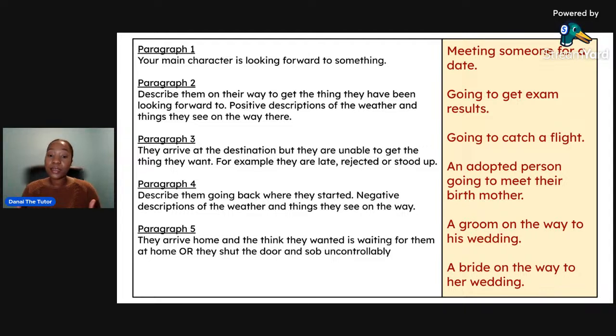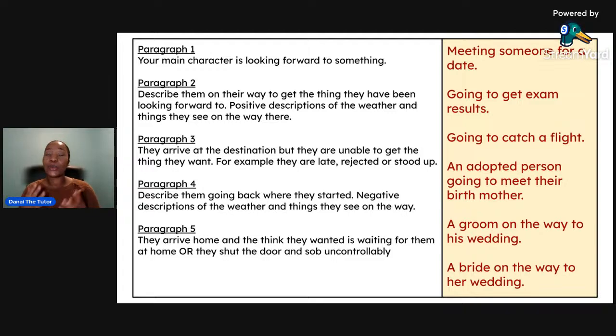Someone is adopted and they're going to meet their birth mother. That could be an example. That could be one as well. You could have a groom on the way to his wedding. That could be quite dramatic either way, okay, especially if they don't get what they want.